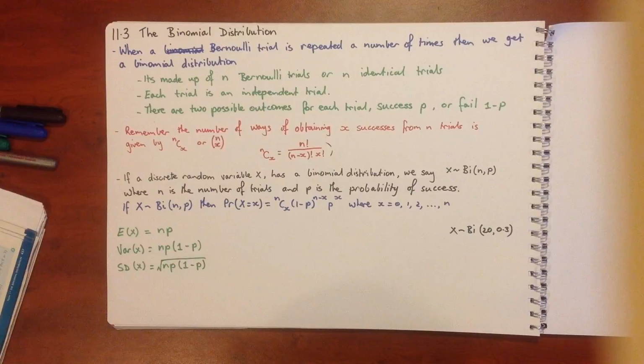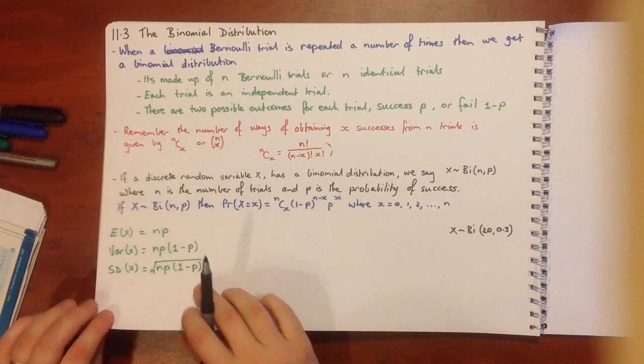The expected value of X is equal to np, really nice and easy there. The variance of X is equal to np times (1 minus p). And therefore our standard deviation is the square root of np times (1 minus p).